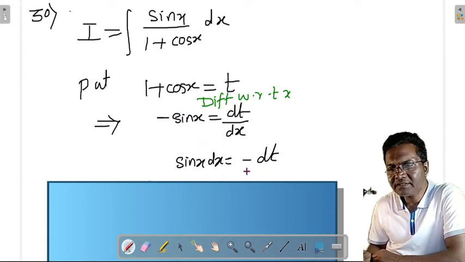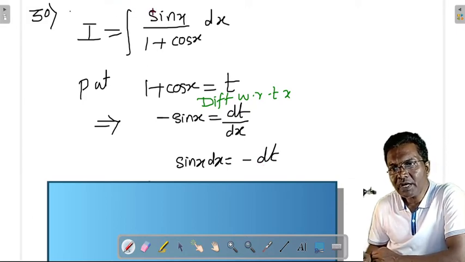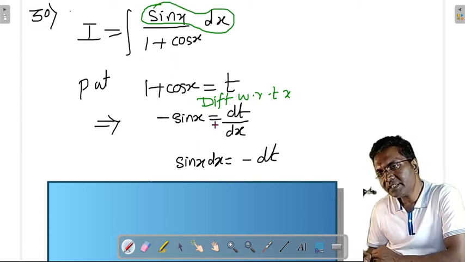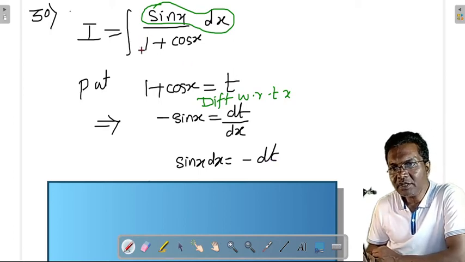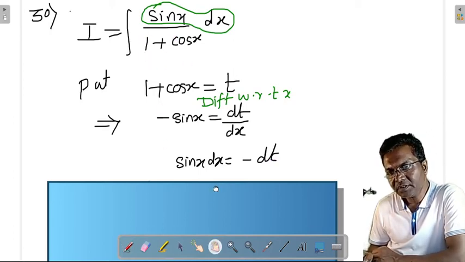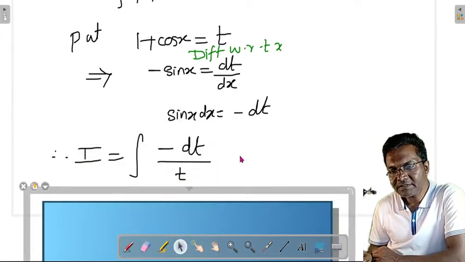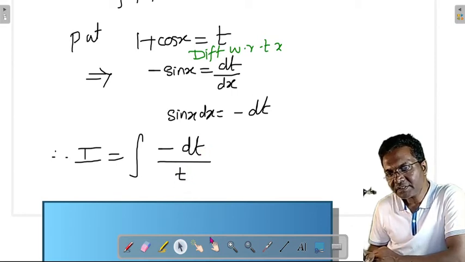Transfer this minus to the dt side, because look here, in the numerator what we have? In the numerator we have sin x dx. So sin x dx you have to write as minus dt, and in the denominator t. Okay, so what you will get? You will get this. This is your sin x dx, and this is your 1 plus cos x.